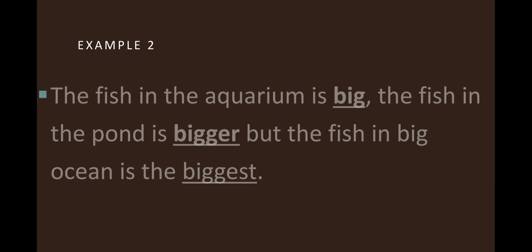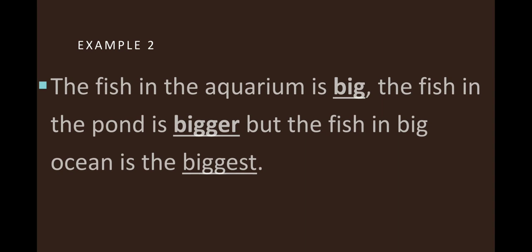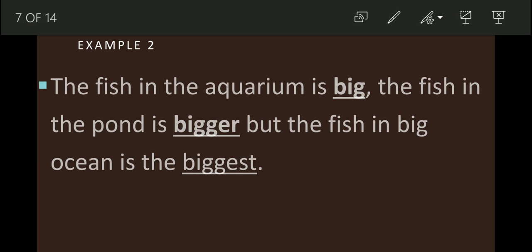Example 2. The fish in the aquarium is big. The fish in the pond is bigger, but the fish in the big ocean is the biggest. Here we have big as a positive.